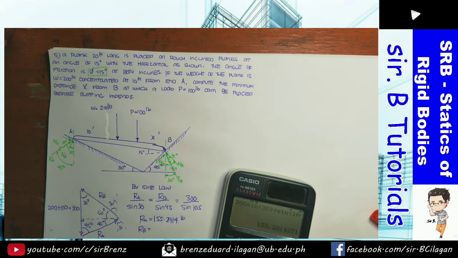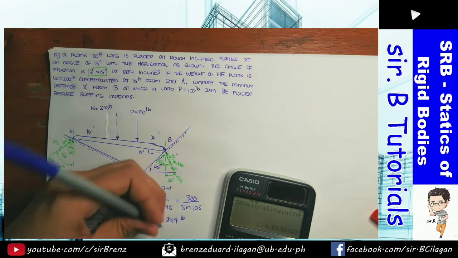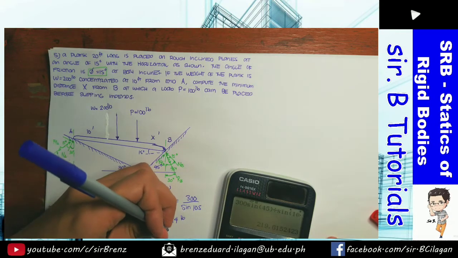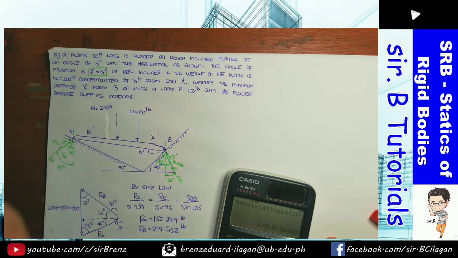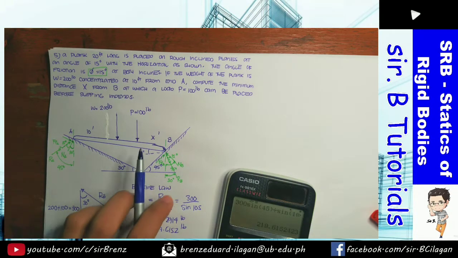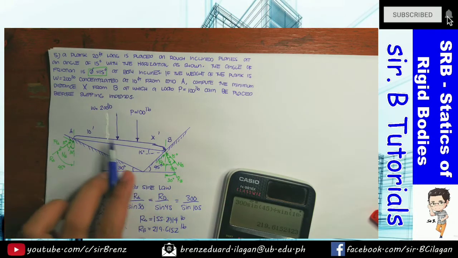And for RB, so ito is magiging sine 45. So that is 219.6152 pound. Okay. So, I think we can now solve for the value of x. So, pili ka na lang between these two.